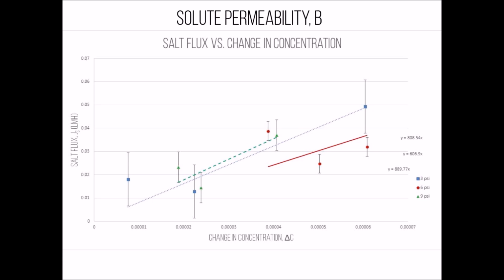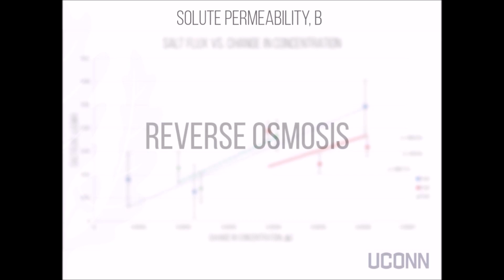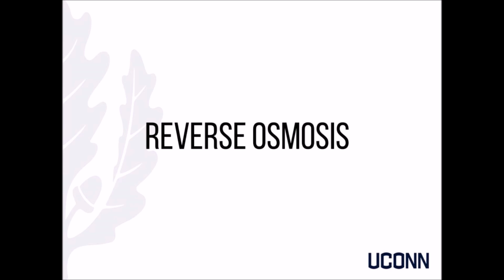The salt flux was heavily affected by changing the salt concentration in the draw. This can be attributed to the resulting increased osmotic pressure.